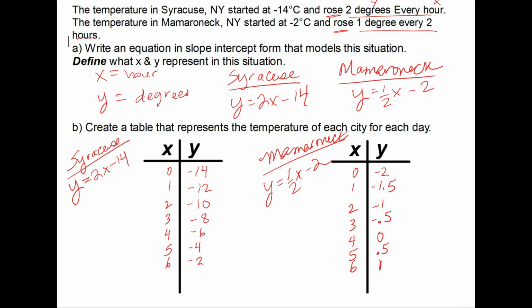Goodness gracious, they still haven't intersected. We're in the positives over here. We're still in the negatives. So they won't intersect until these get into the positives. So at 7, we add 2, we get 0. And at 8, we add 2, and we get 2. All right, so at 7 here, we add 1/2 and get 1.5, and at 8 here, we add 1/2 and we get 2. Well, will you look at here? It took us 8 times to find the intersection.